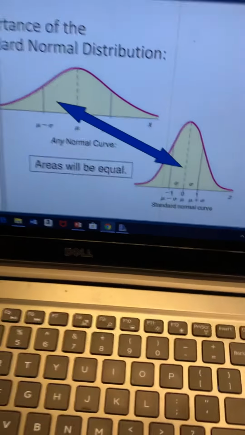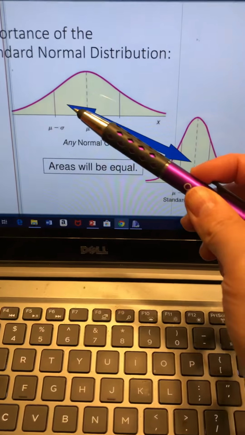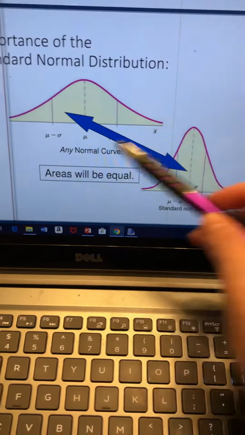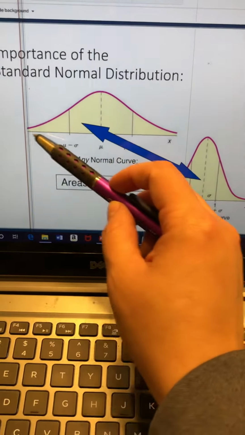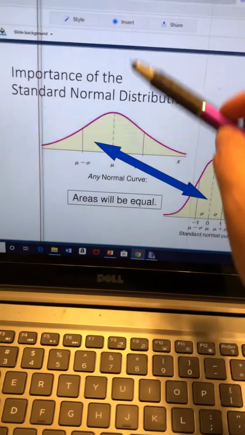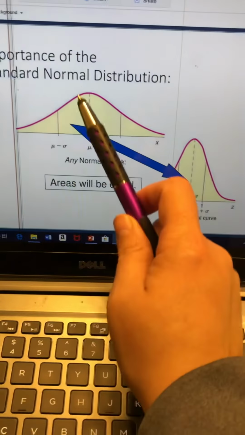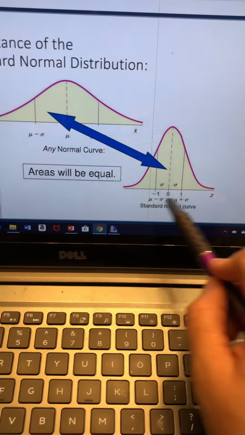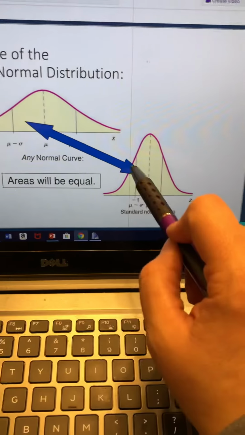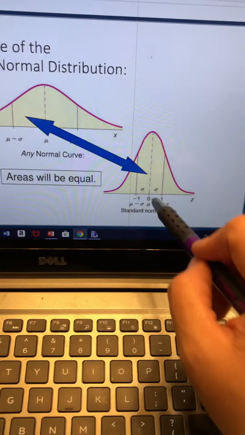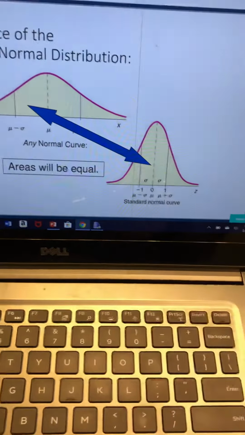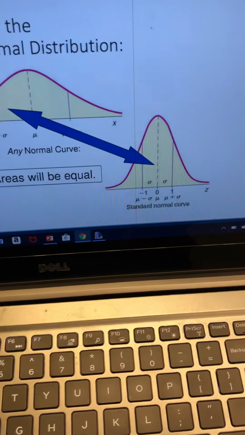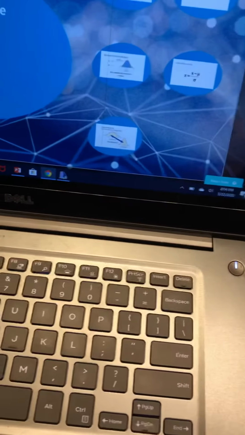Okay, so what's important to note is that this is any normal curve. Any curve that's bell-shaped is normal. It may go really low, or peak really high and come back down. Any normal curve, if you convert it to the standard normal, which has a mean of 0 and standard deviation of 1, the areas will be equal. So you'll be able to do calculations using your standard normal curve. You're going to see that in just a minute when we get to a problem. So that's why that is important.